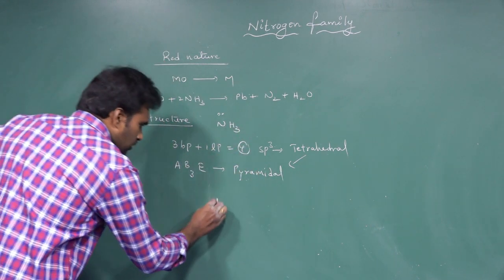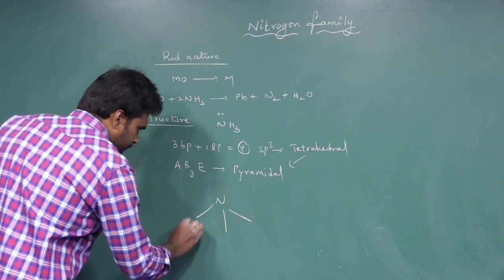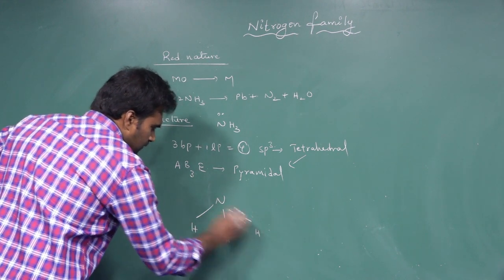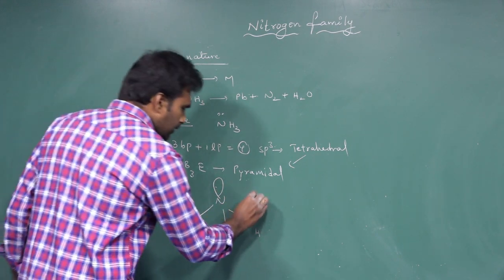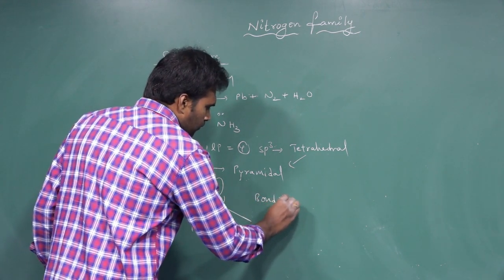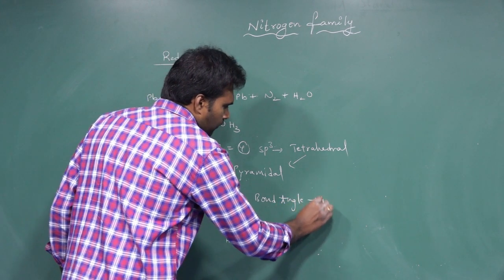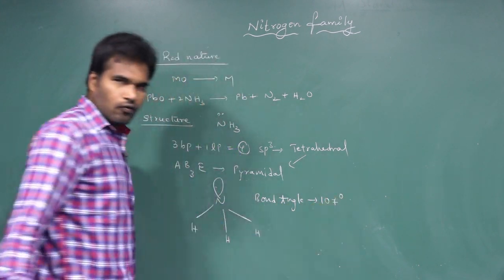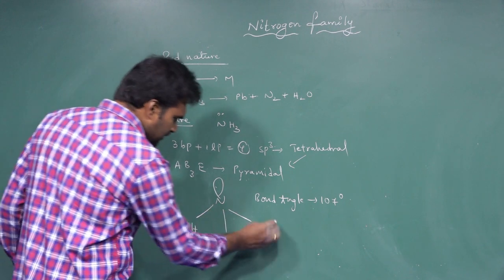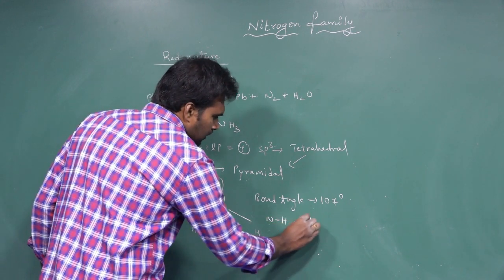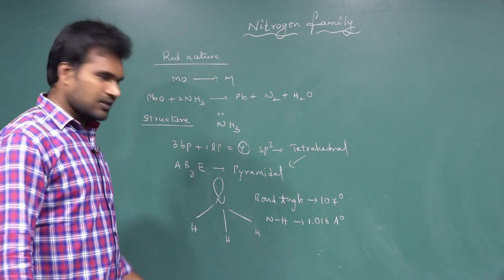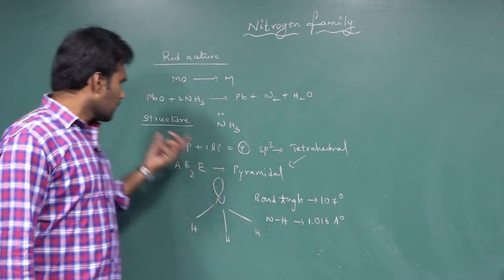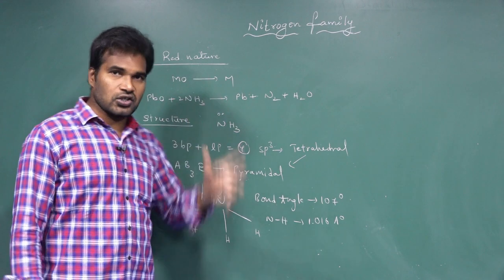If you see the structure, this is the structure of ammonia with a bond angle. What is the bond angle here? 107 degrees. And the N-H bond length is 1.016 angstroms. So this is about the structure of ammonia.